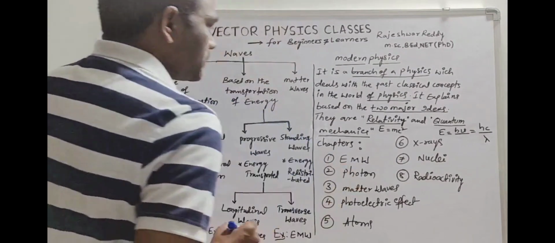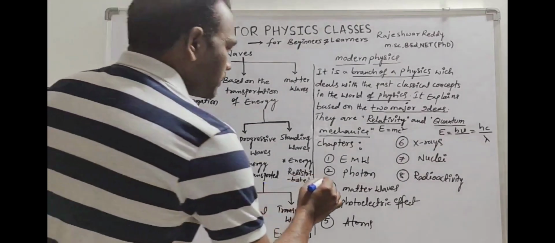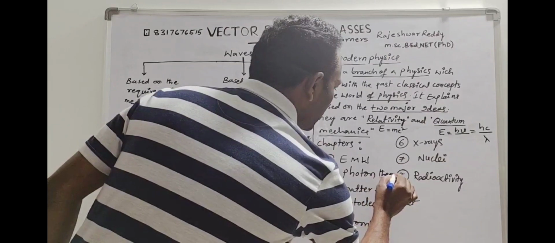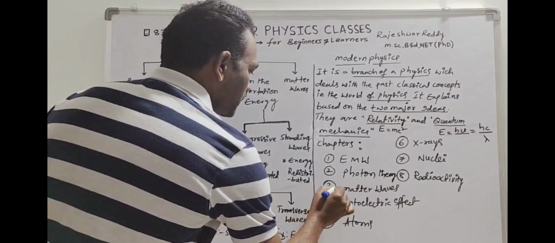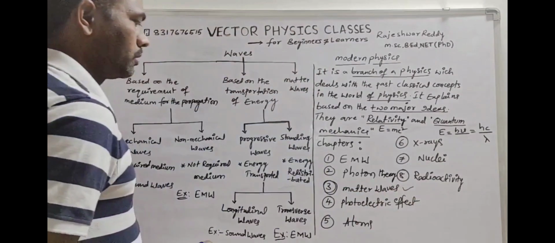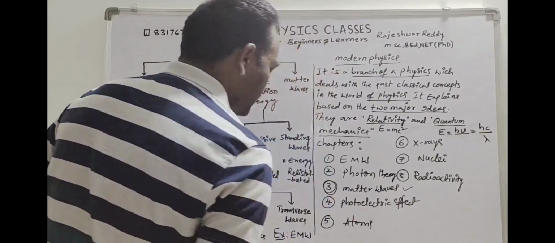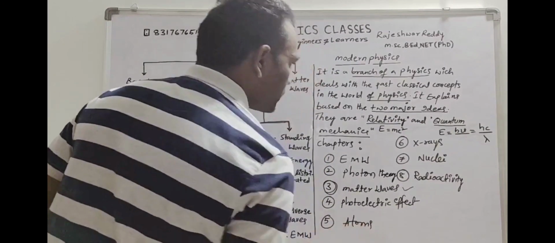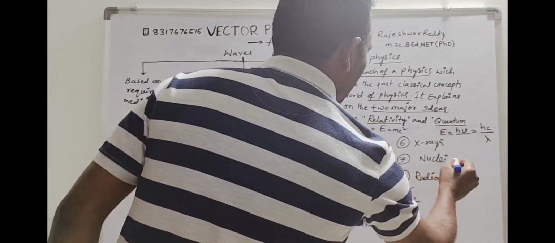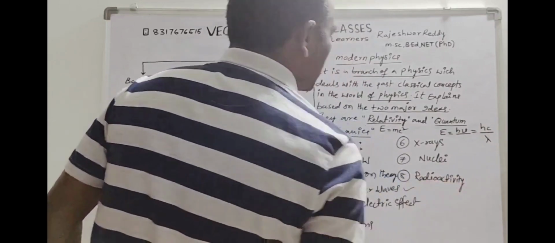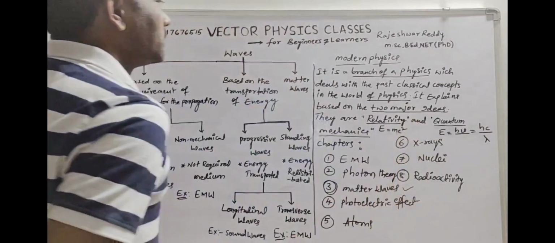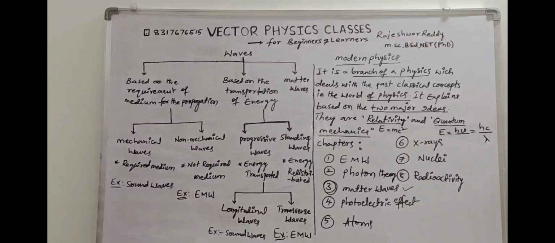The first one is electromagnetic waves. The second chapter is photon theory, and the third one is matter waves. Fourth chapter, photoelectric effect. Fifth chapter, atoms, and the sixth chapter, X-rays. Seventh one, nuclei, and the last one, radioactivity. So totally 8 chapters are covered under modern physics.